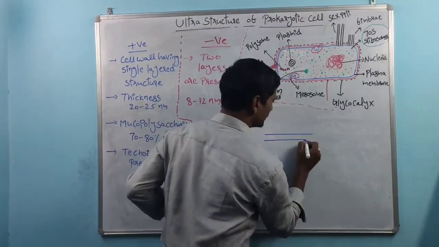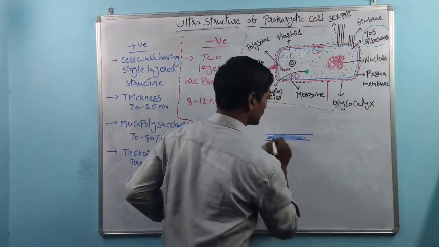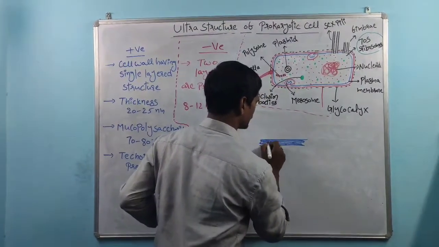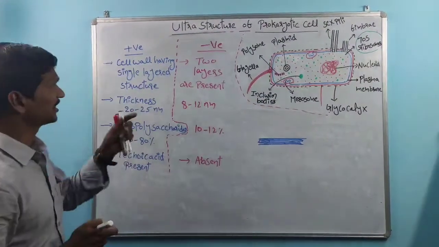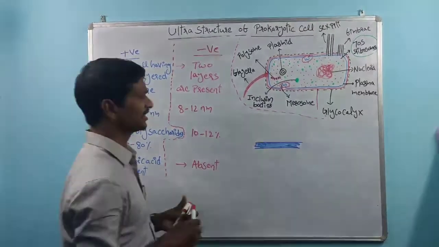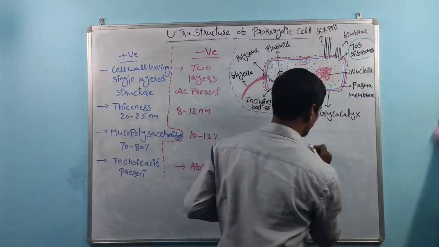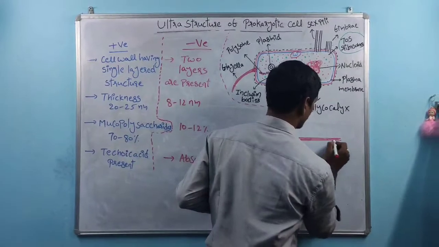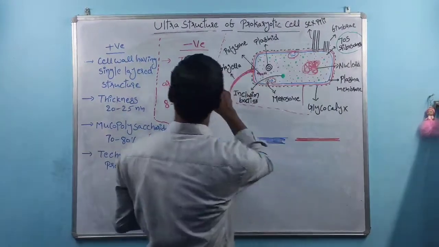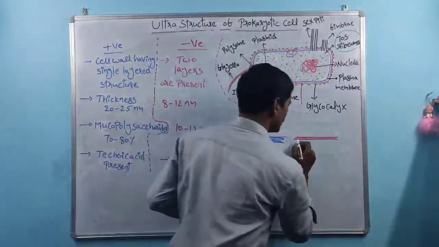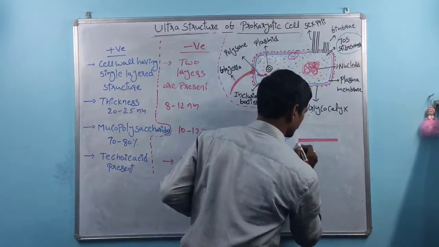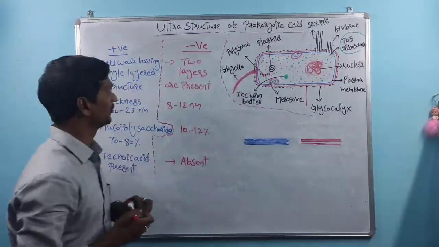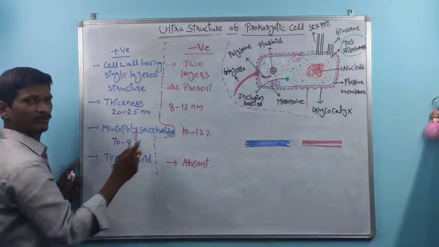The cell wall is a single layered structure. And coming to gram-negative bacteria, the cell wall is thin and it forms in two layers. Especially in gram-negative bacteria, the cell wall has two layers, not a single layer. But in gram-positive bacteria, there is only one layer.